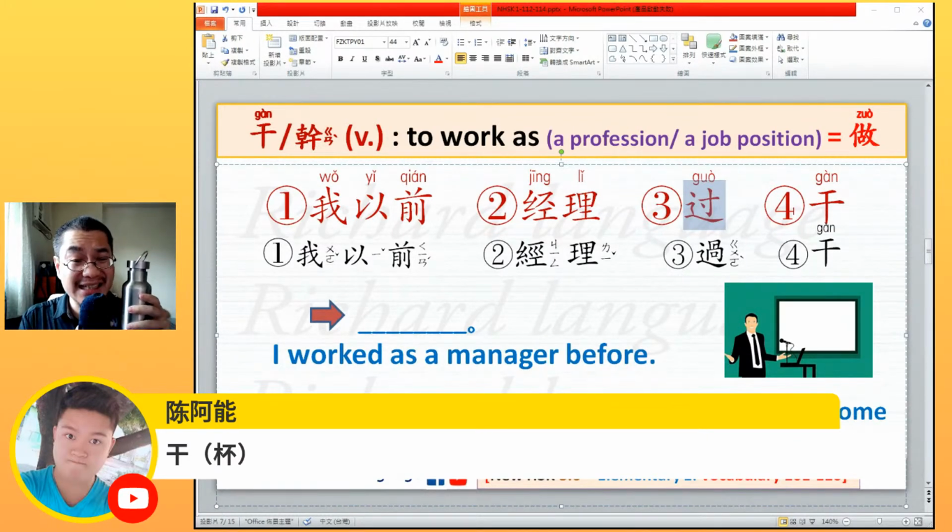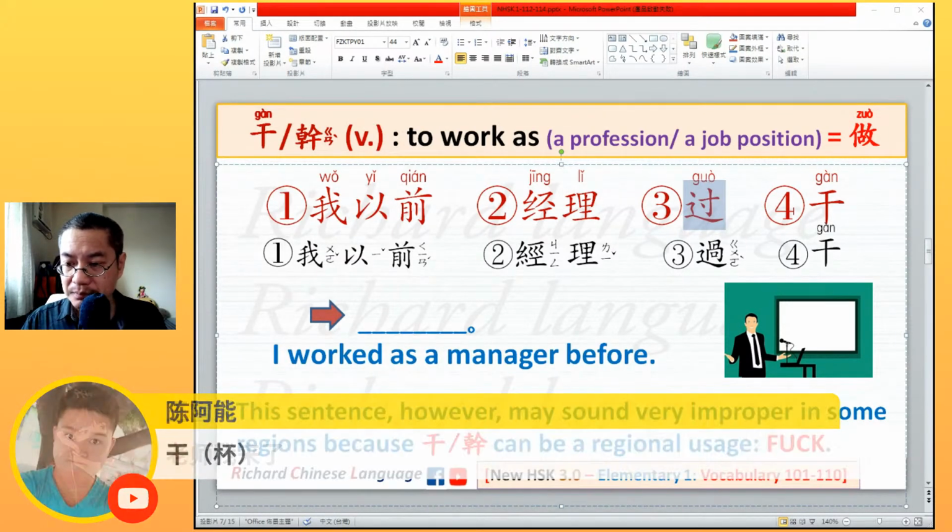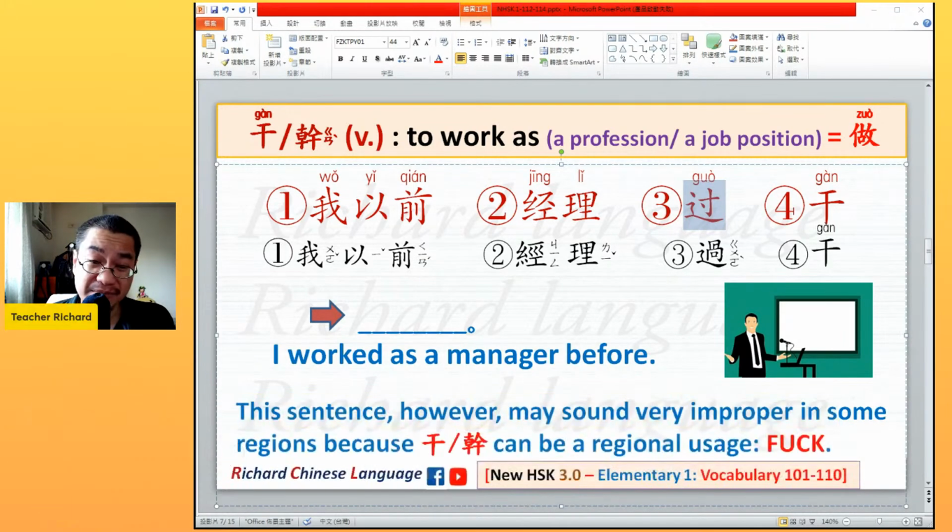Okay, so this 干 is like dry your cup, dry your bottle. So we say 干杯, 干杯, bottoms up. Hello, 雪峰. But one thing, Teacher Richard has to tell you one very, very important thing.